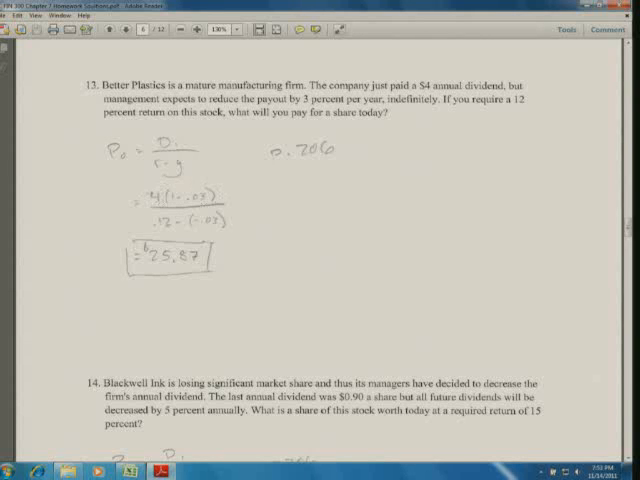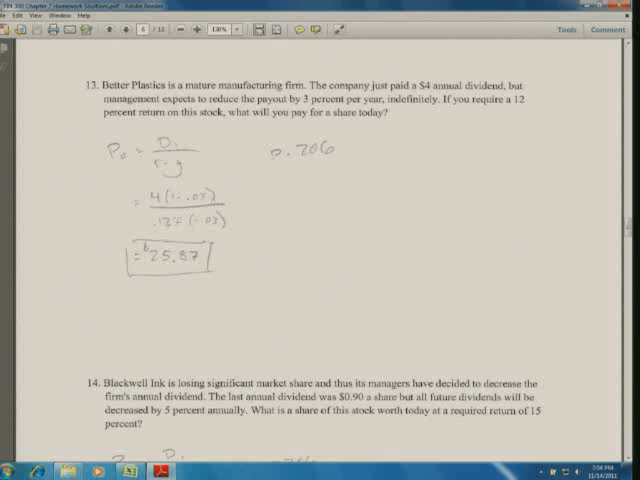We're going to do the previous dividend of $4 that it just paid times 1 minus 0.03, because we want to shrink that $4 by 3% rather than grow it. And so that's why we're actually subtracting here. So 4 times 1 minus 0.03. Okay, so we want about 97% of that $4. We're going to shrink it by 3%.